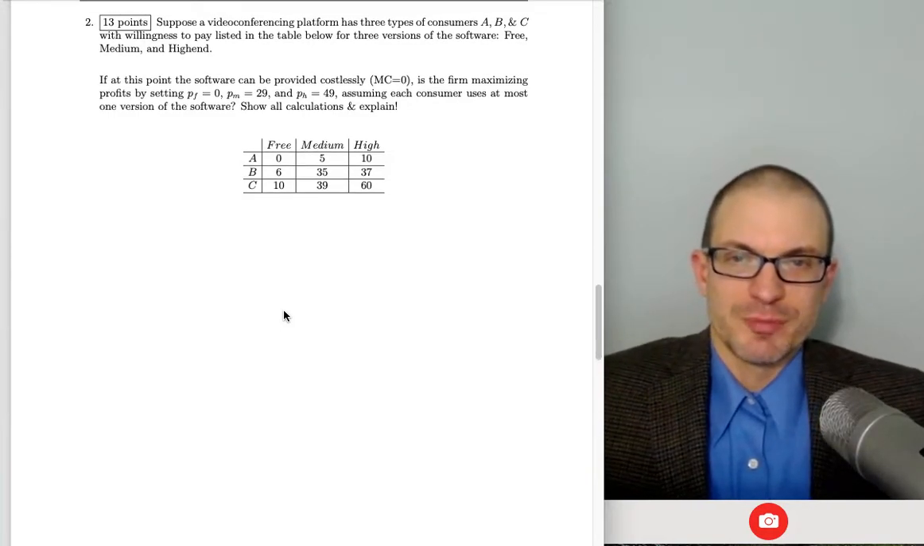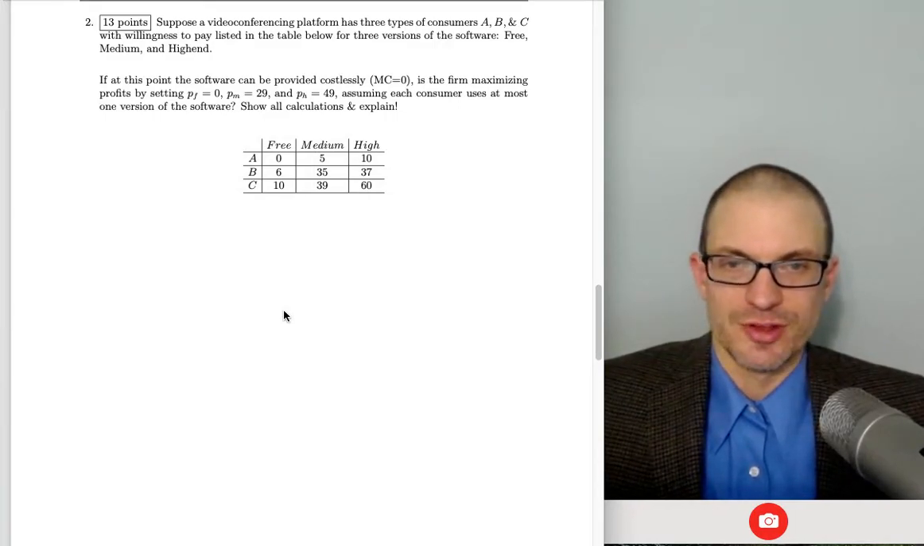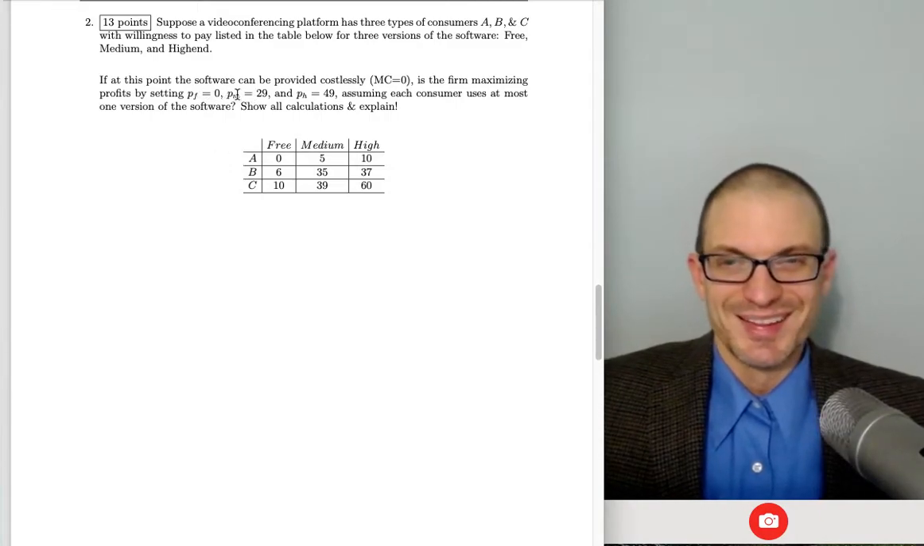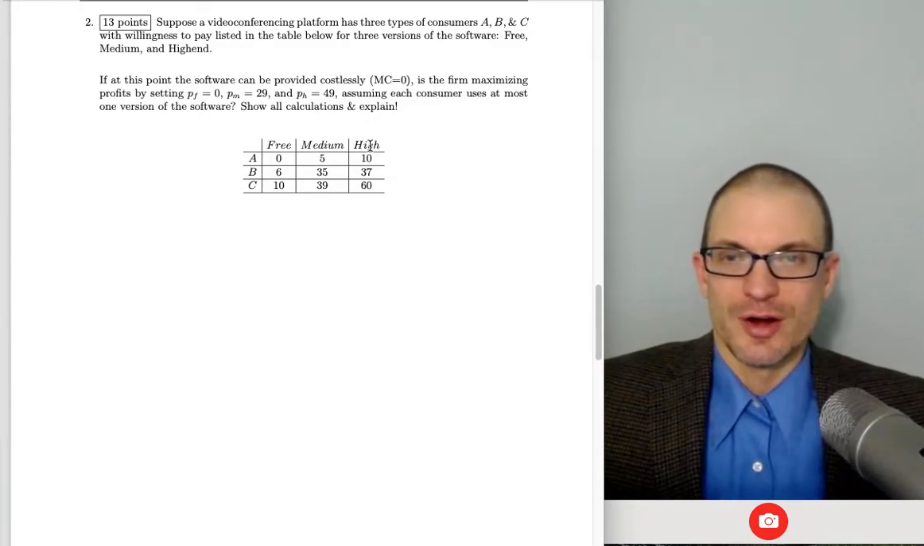Suppose a video conferencing platform, think of Zoom or something, has three types of consumers, A, B, C, with willingness to pay in the table for free, medium, and high-end software. Are they profit maximizing when they set the price of the free version equal to free, the medium version equal to 29, and the price for the high end at 49? So are they profit maximizing?